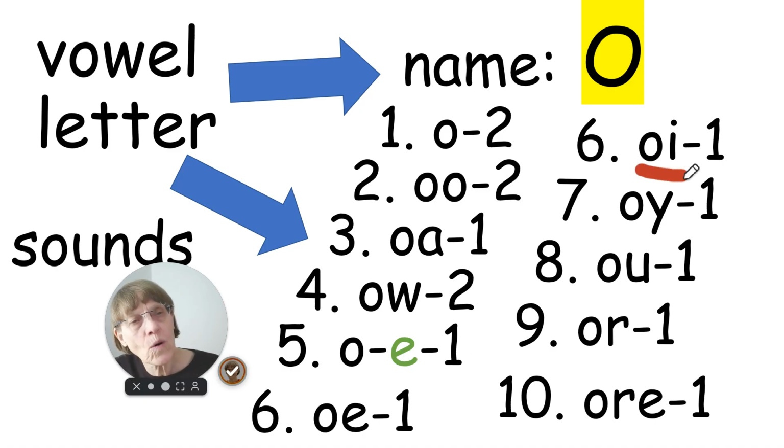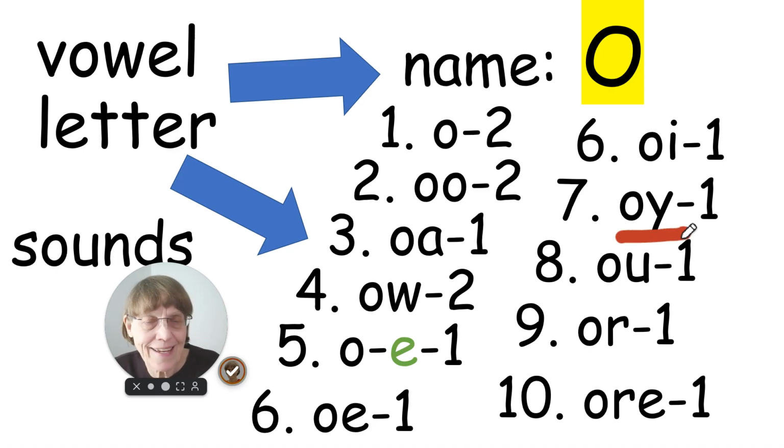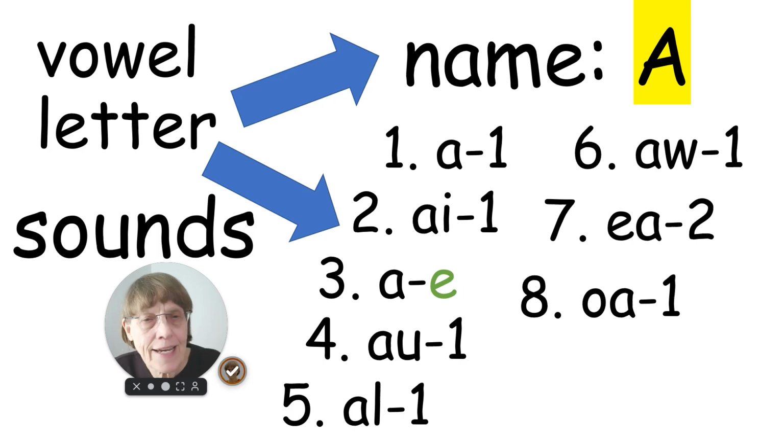Number 6, when we have an OI, we say oi. When we have an OY, we say oi. When we have an OU, we say ow. When we have an OR, we say or. And when we have an ORE, we say or. Good work. Lots of different O vowel combinations. Letter A has 8.